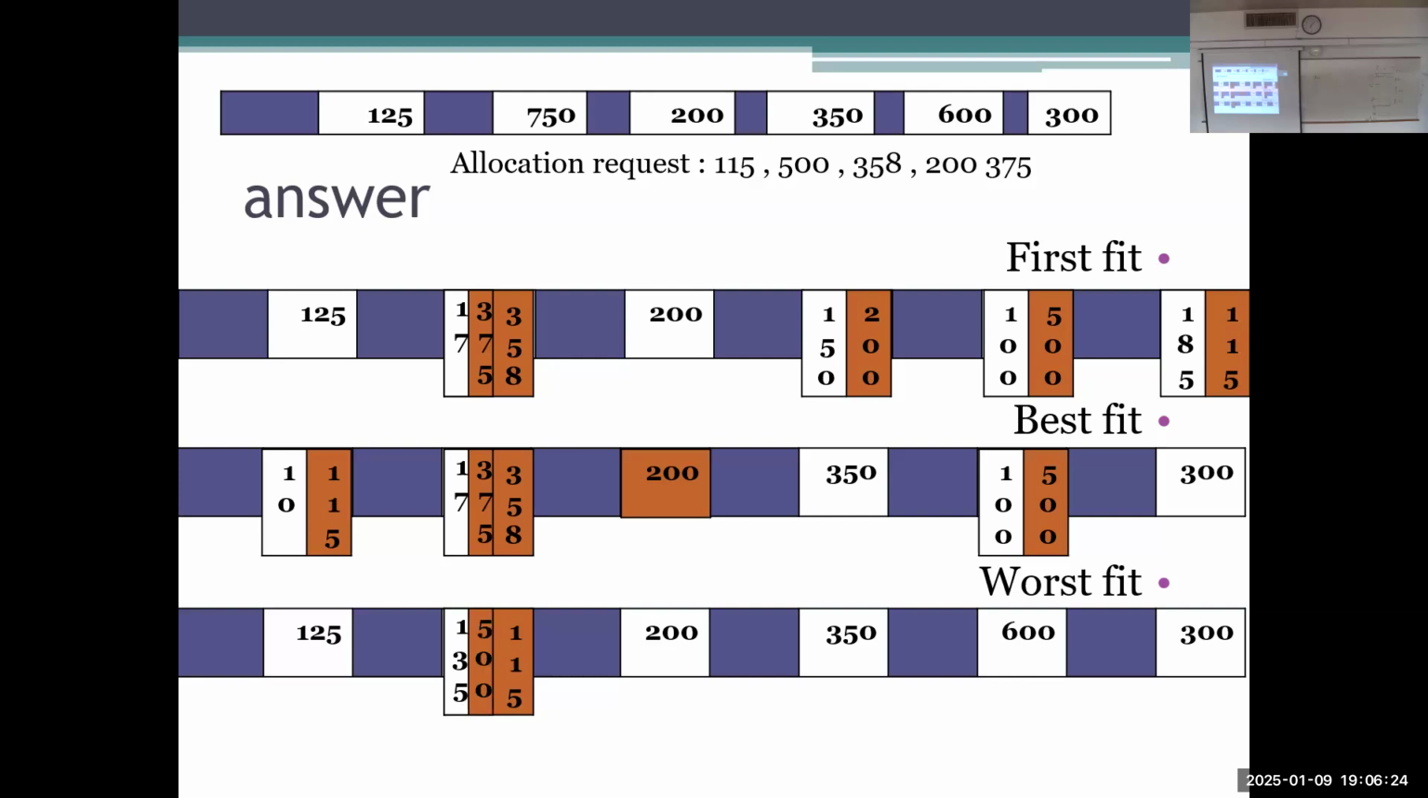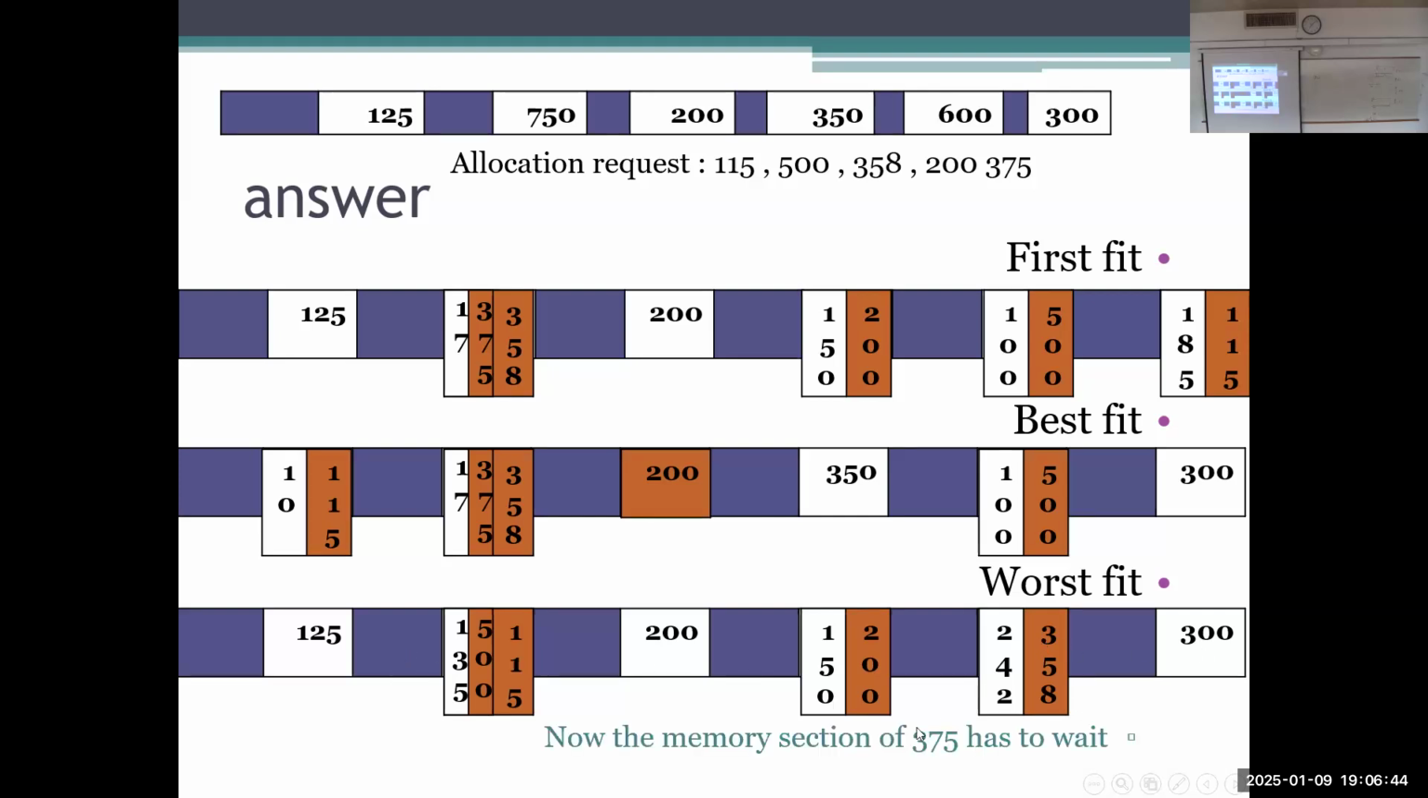Also there. And then the 358 in the 600 can only go here. And then the 200 in the 350. And now we're stuck. 375 doesn't go anywhere. Now the memory section has to wait.